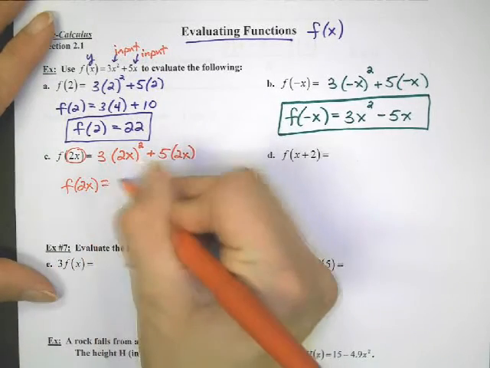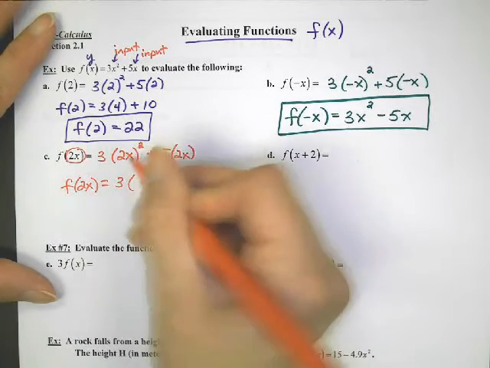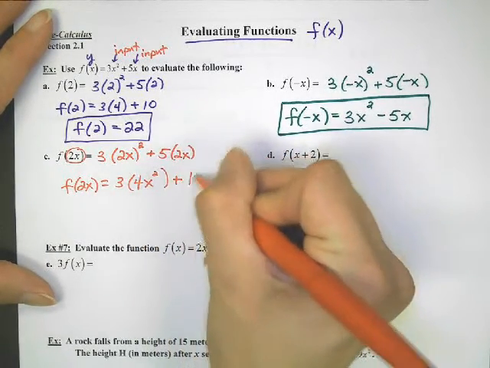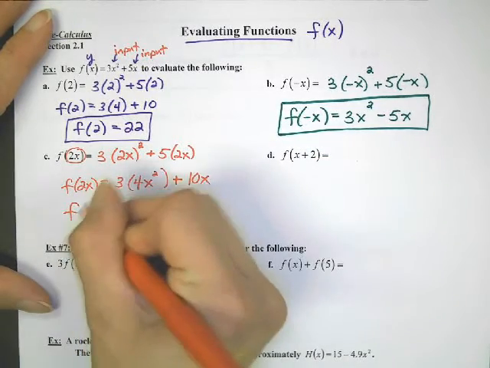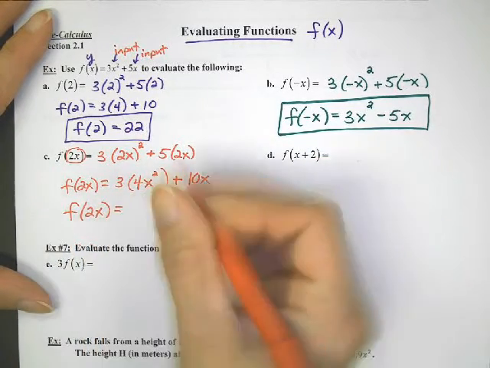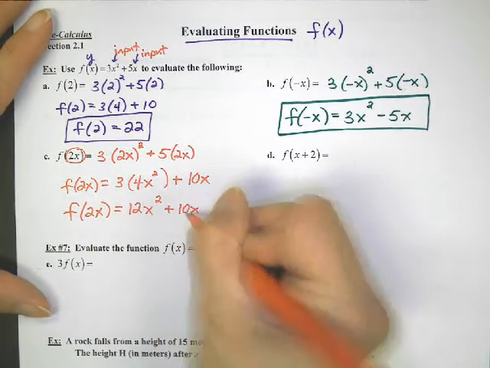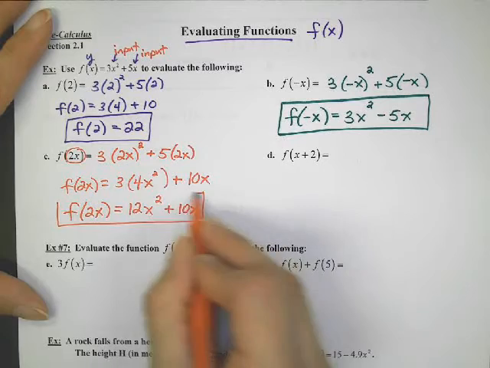F of 2x is 3 times 2x times 2x, which is 4x squared, plus 10x. So f of 2x equals 12x squared plus 10x. That is f of 2x.